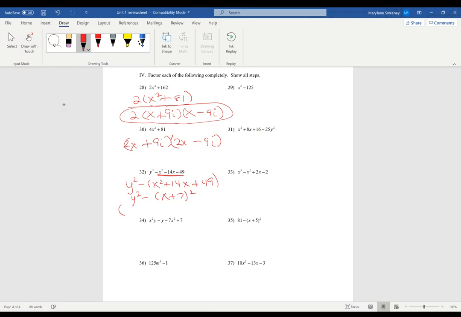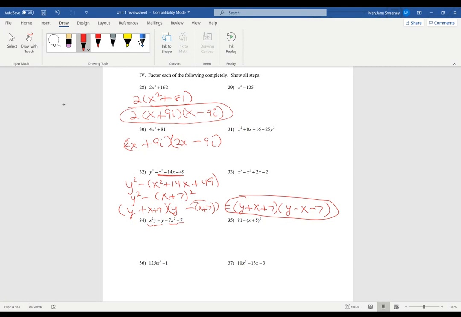So now it's just factoring a difference of two perfect squares. So y, x plus 7, parenthesis x plus 7, because again, it's following a subtraction sign. So this would be y plus x plus 7. This is y minus x minus 7. That's just distributing my negative.